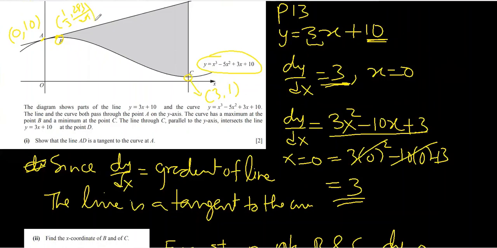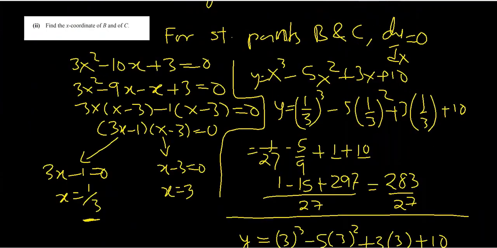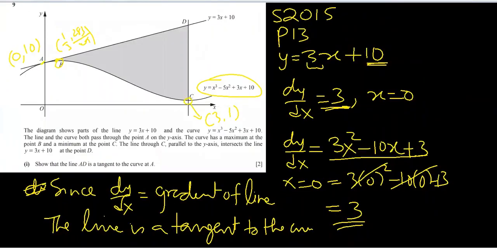Let's move on to the next part. It says find the area of the shaded region ABCD. Okay, so the shaded region is the area between the curve and the line. So what can we do? We can find, first of all, the coordinates of the 4 corners of this trapezium, so that we have the bigger picture.